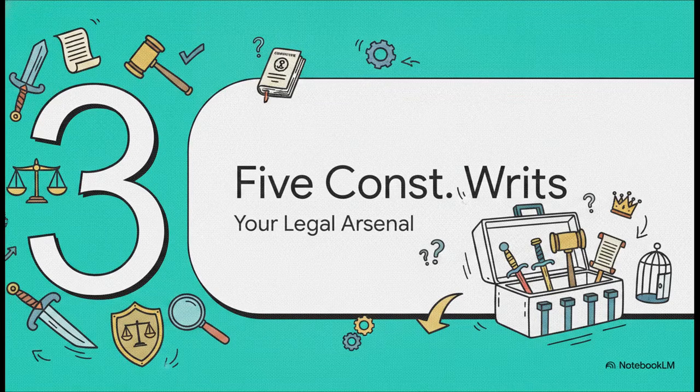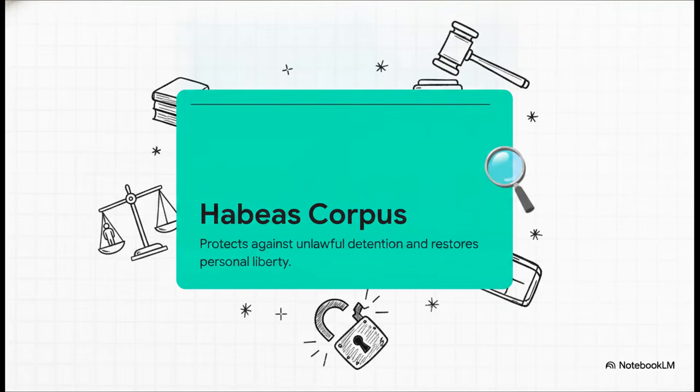Section 3, the 5 constitutional writs, your arsenal. Now, Article 199 doesn't just hand you one generic weapon. It actually gives you a whole toolkit of 5 specific writs. The first, and perhaps most famous, is Habeas Corpus. This translates from Latin to, you shall have the body. I know, it sounds a bit like the start of a medieval mystery, but it is incredibly serious.